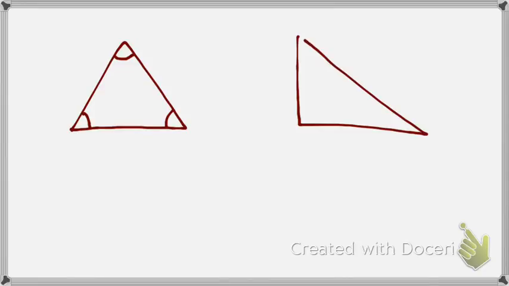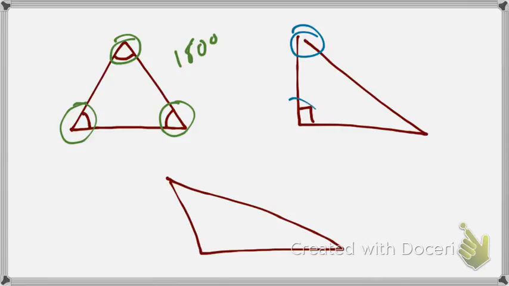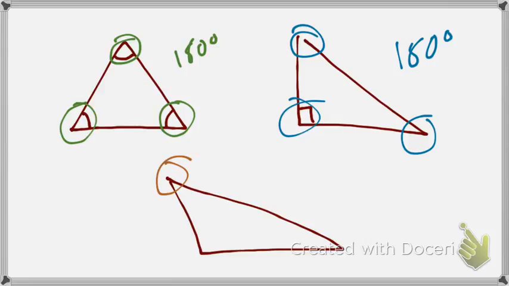They add up to 180. There we go. All right. No matter what triangle I draw, if I take these 3 angles, they'll equal 180 degrees. These 3 angles will equal 180 degrees. These 3 angles will equal 180 degrees.